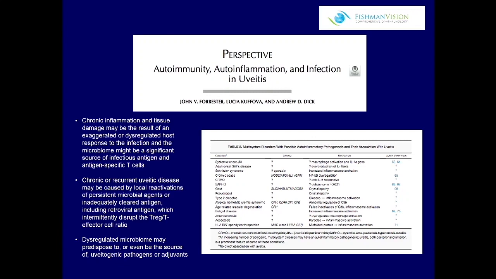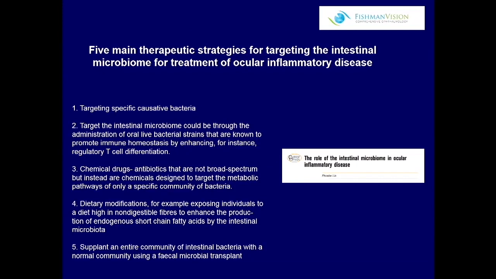Or why the retina gets attacked? We know that the microbial chemistry in the milieu in the gut is super important, but how can we actually influence disease? Well, one of the ideas is that we can target specific causative bacteria. Can we, with pinpoint accuracy, eliminate one bacteria to make your gut biome better? That's one of the questions that we have. The second would be, can we actually shift that ratio by administering live bacteria strains that we know promote immune homeostasis?